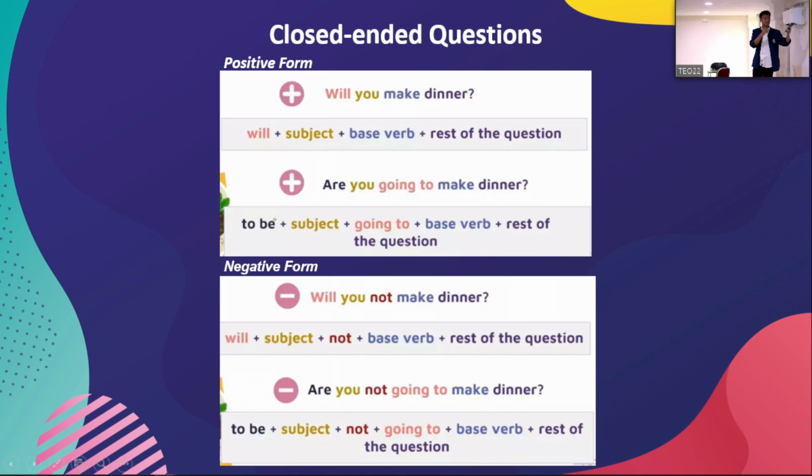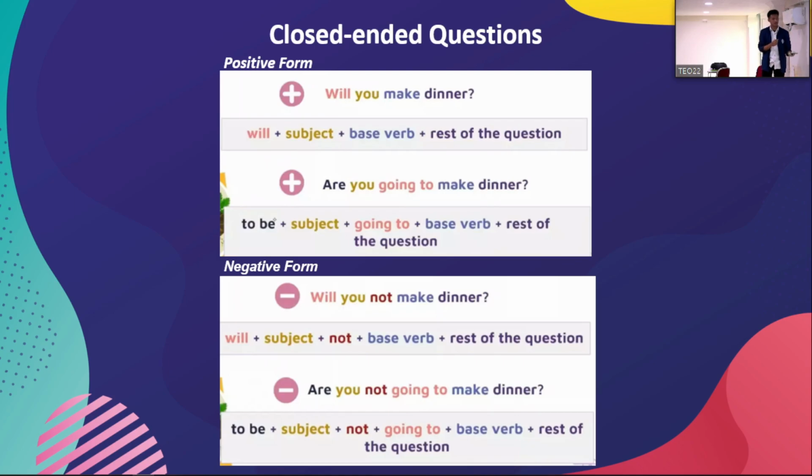So this is the close-ended question formula. It's the positive form. For the form with will, the formula is will plus subject plus base verb, and then the rest of the question. Example: will you make dinner? When you want to use going to, the formula is to be plus subject plus going to plus base verb, and then the rest of the question. For example, the same sentence is: are you going to make dinner?